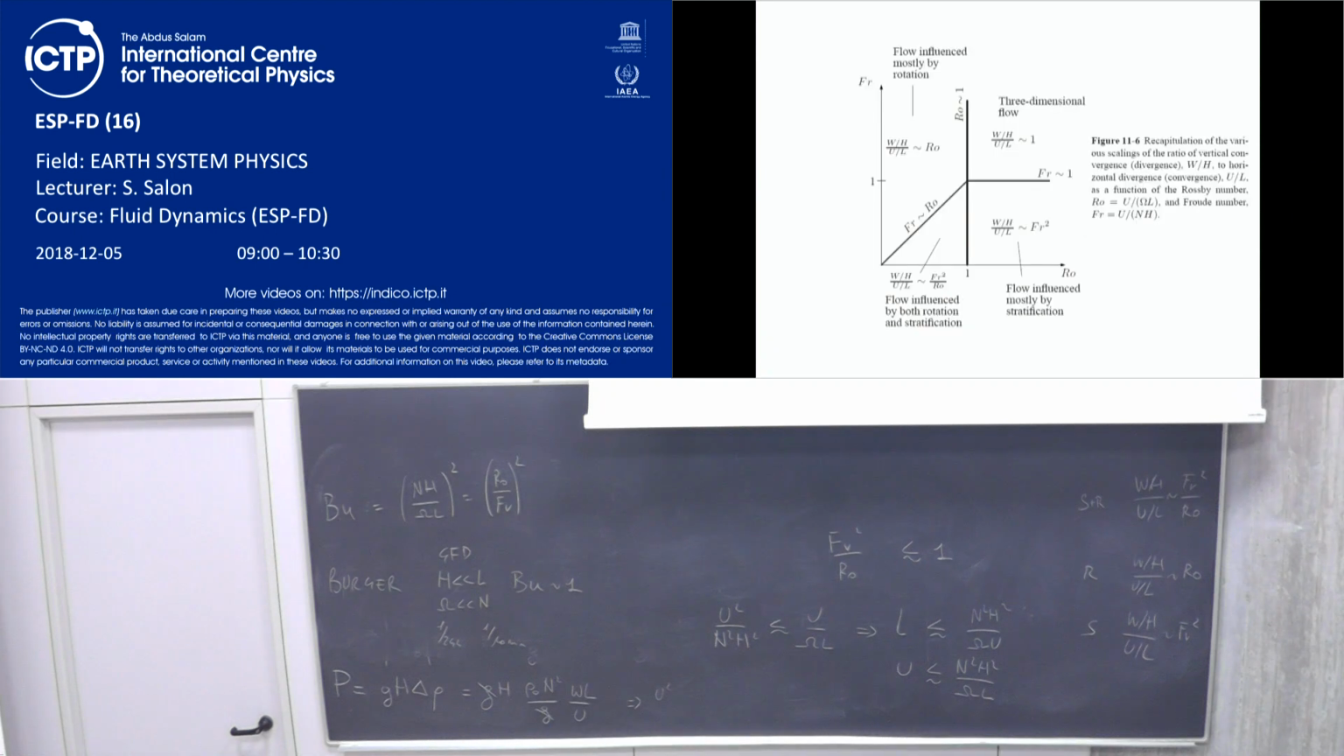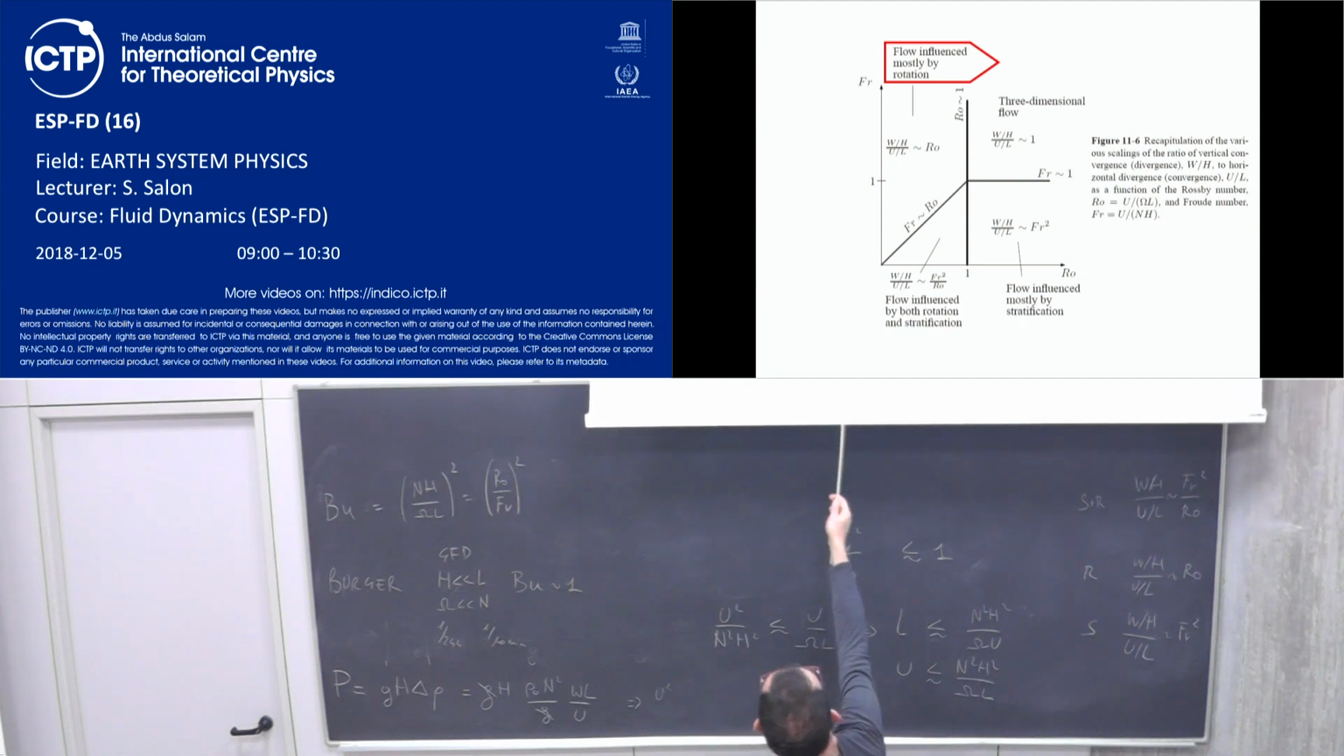So we can put all our considerations in a graph which has the value of the Rossby number on the x-axis and the value of the Froude number on the vertical axis. So this is, as the caption says, the recapitulation of the various scaling of the ratio of vertical divergence or convergence WH to horizontal divergence or convergence UL as a function of the Rossby and the Froude number.